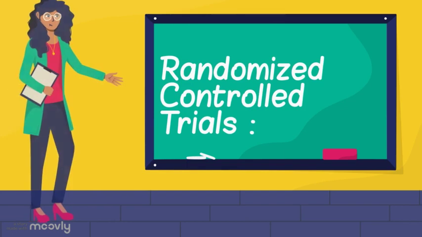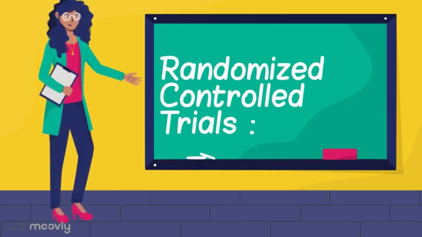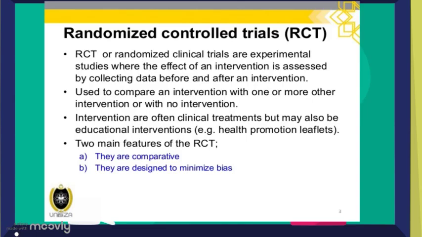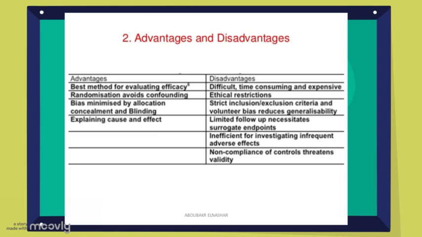They are followed by randomized controlled trials. RCTs are the gold standard for studying causal relationships. However, they are difficult, costly, and often time-consuming.